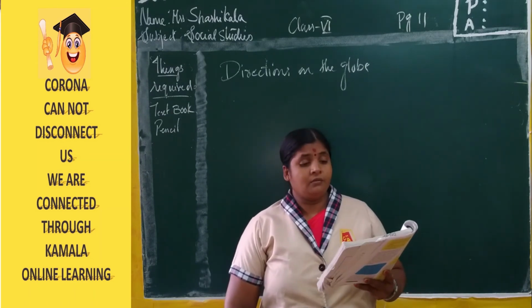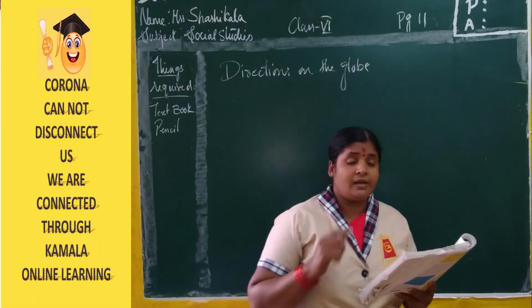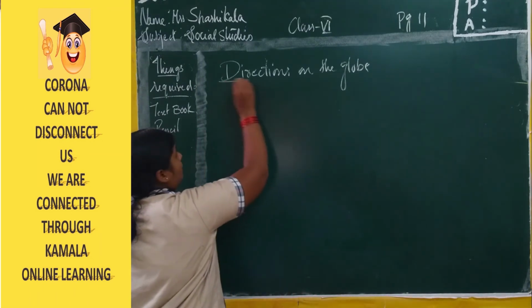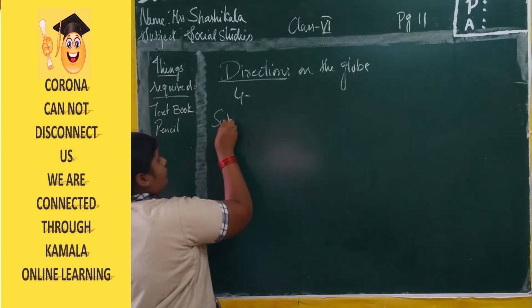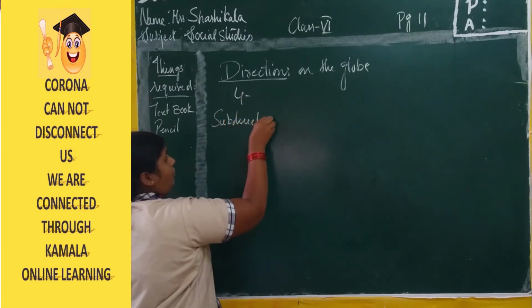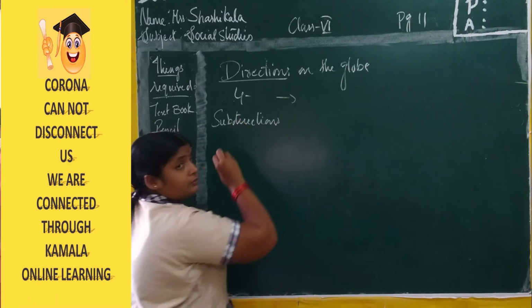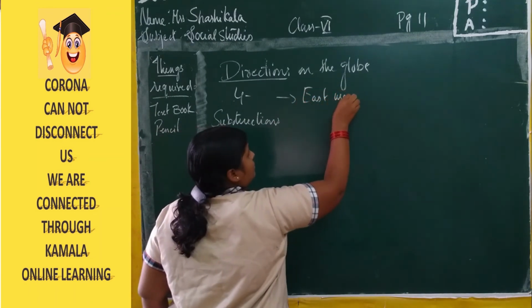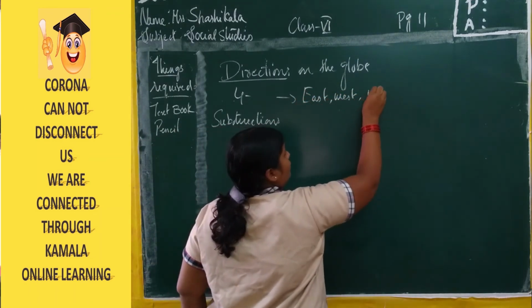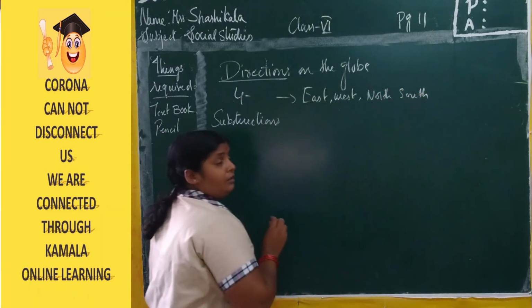Take page number 11. You learned about the 4 directions in the earlier chapter, right? How many directions do we have? A total of 4 important directions, and 4 sub directions. What are the 4 directions? East, west, north, south. These are the 4 important directions.